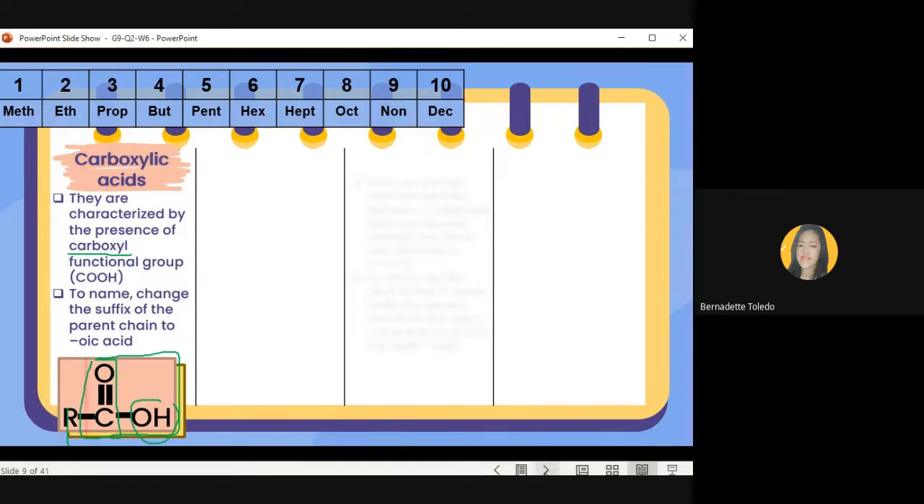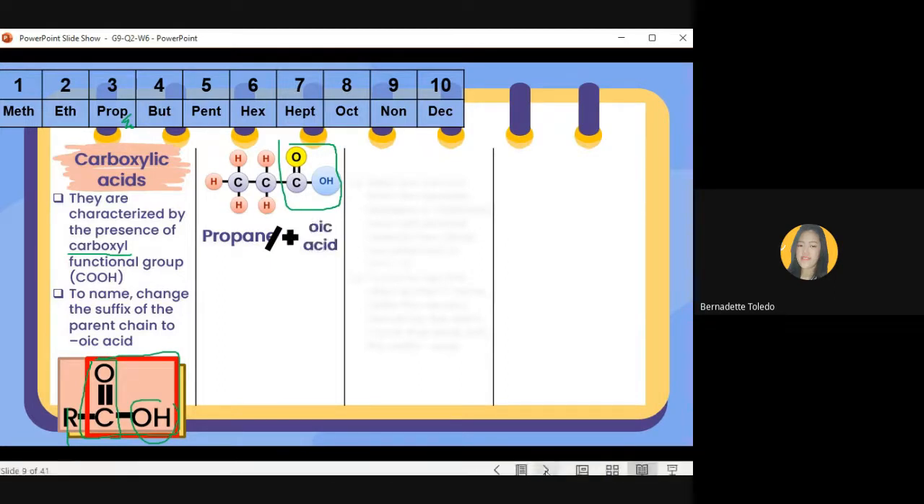Now, example of carboxylic acid is this one. Ayan. So, to name this one, same with the other compounds na diniscuss natin kanina, is that identify the alkane group of this compound. So, we have here 3 carbons. So, the prefix for 3 carbons is prop. And this is an example of propane. But we have a functional group of carboxyl. So this is a carboxylic acid. So we will remove the letter E and add -oic acid. So the name of this compound is propanoic acid.